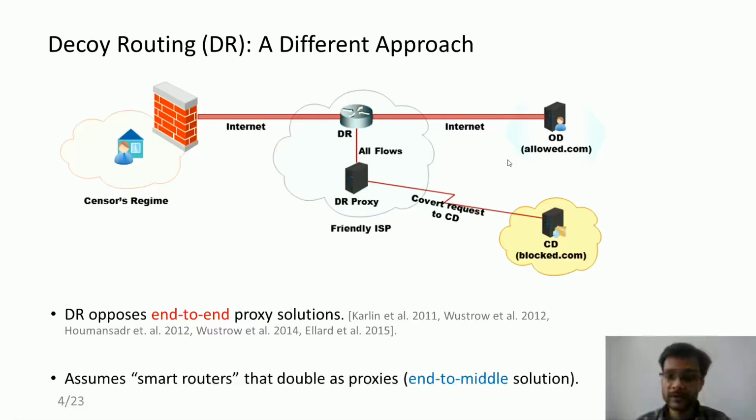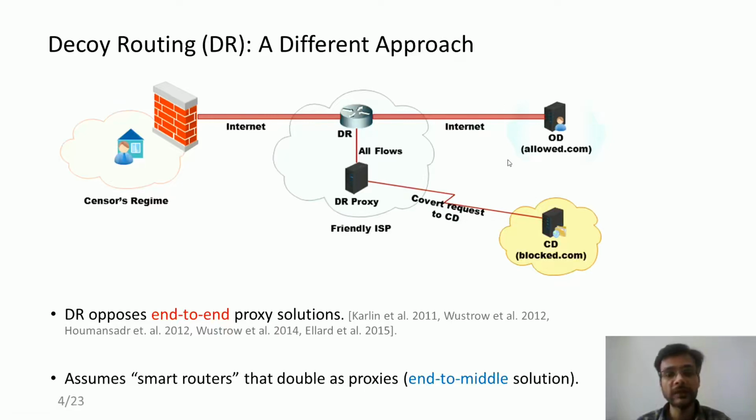There are various decoy routing systems which have been proposed, and before going into detail, I would like to describe in brief how a decoy routing system generally works. As you know, there is a client which resides in the censored regime which wants to access a blocked website, which we term as covert destination or CD. However, there are a few websites which the client is allowed to access, which is allowed.com in our case, or the overt destination or OD. A client would initiate a normal request to the overt destination so that there is no suspicion to the adversary.